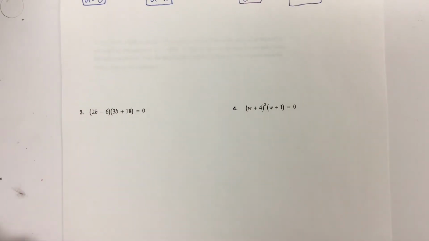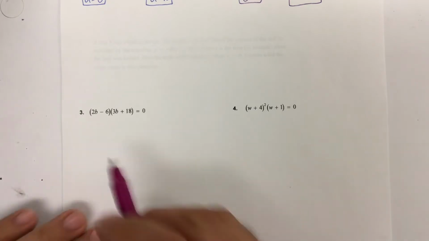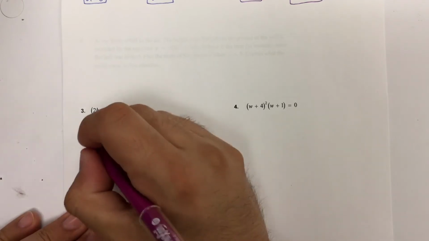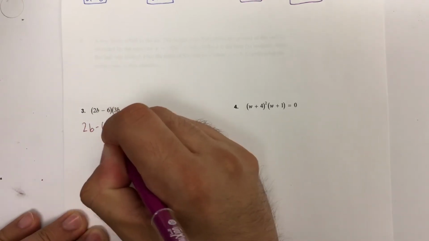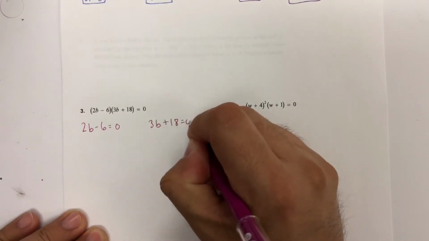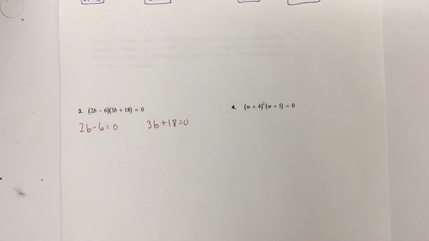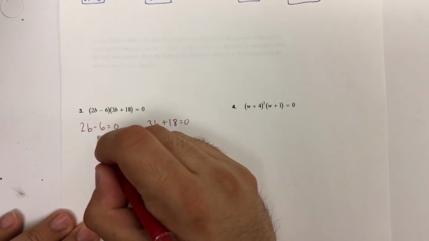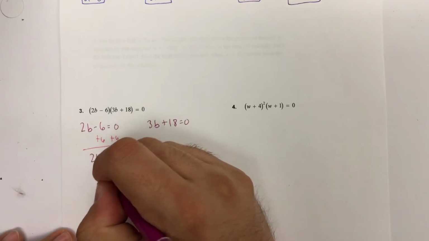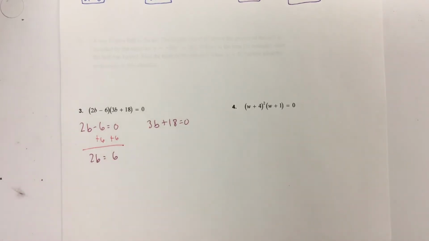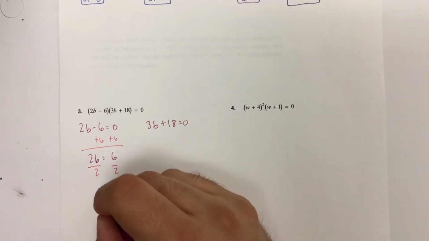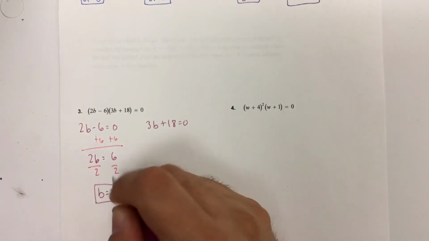Same thing. All right, for this one here, we have it set equal to 0 again, and it's factored again. So for the first one, we're going to say 2b minus 6 is equal to 0, and 3b plus 18 is equal to 0. So for the first one, to solve for b, I'm going to add 6 to both sides. So 2b equals 6. Then I'm going to divide both sides by 2 to isolate the b, and b is going to be equal to 3.